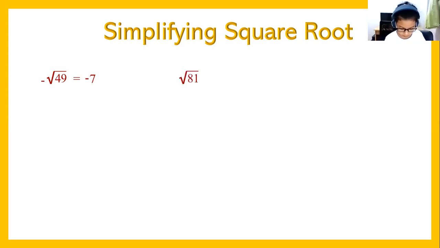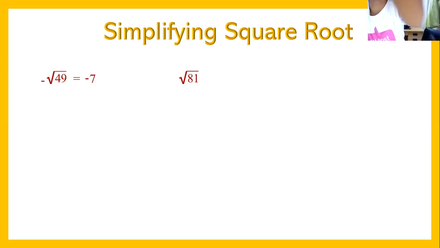All right, so we ended up with 7 a while ago. Now we have 81, square root of 81. So let's proceed to 8. 8 times 8? 64. So is it the number? Not yet, right? 64, not yet. Okay, so let's go to the next one.